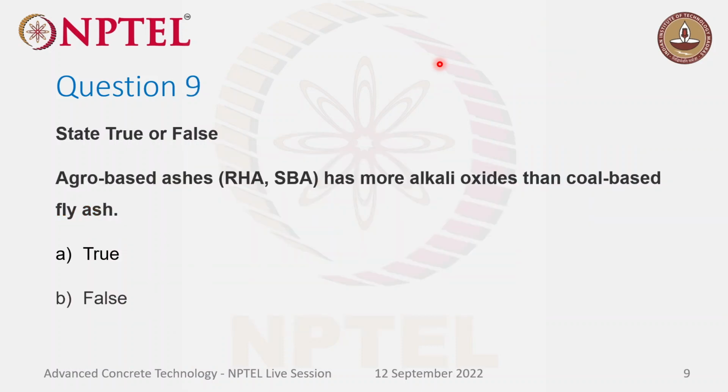Okay, this is question 9. Agro-based ashes, say rice ash or sugarcane bagasse ash, have more alkali oxides than coal-based fly ash. Okay, let me start the timer now. I guess you have seen the chemical composition of coal-based ashes as well as agro-based ashes in the lecture. So my question is, agro-based ashes have more alkali oxides. Is that true or false? Please give your answer in polls or chat box.